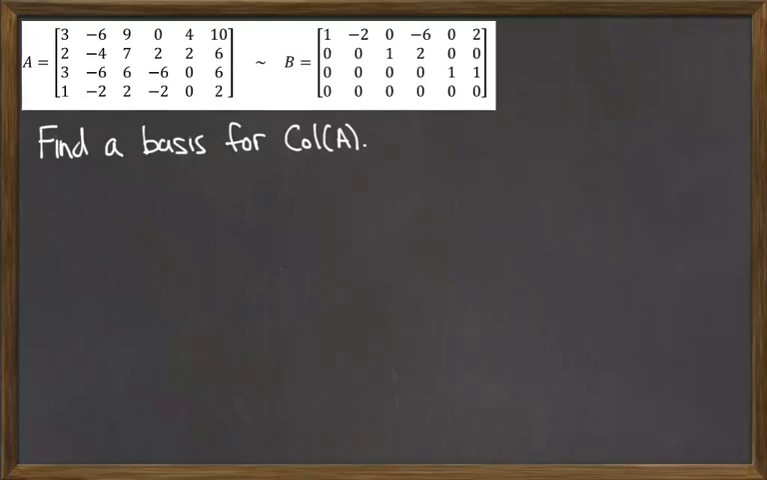In this video, we're going to discuss how we can find the basis for the column space of a matrix. I have my matrix A. It is a 4 by 6 matrix. I've row reduced it to the matrix B that appears here.